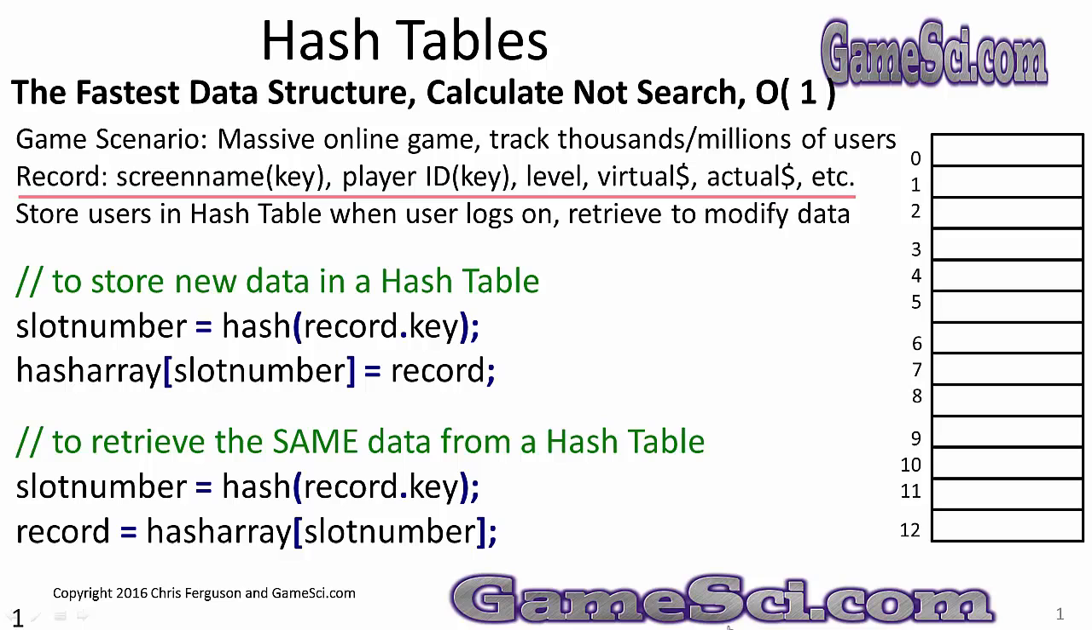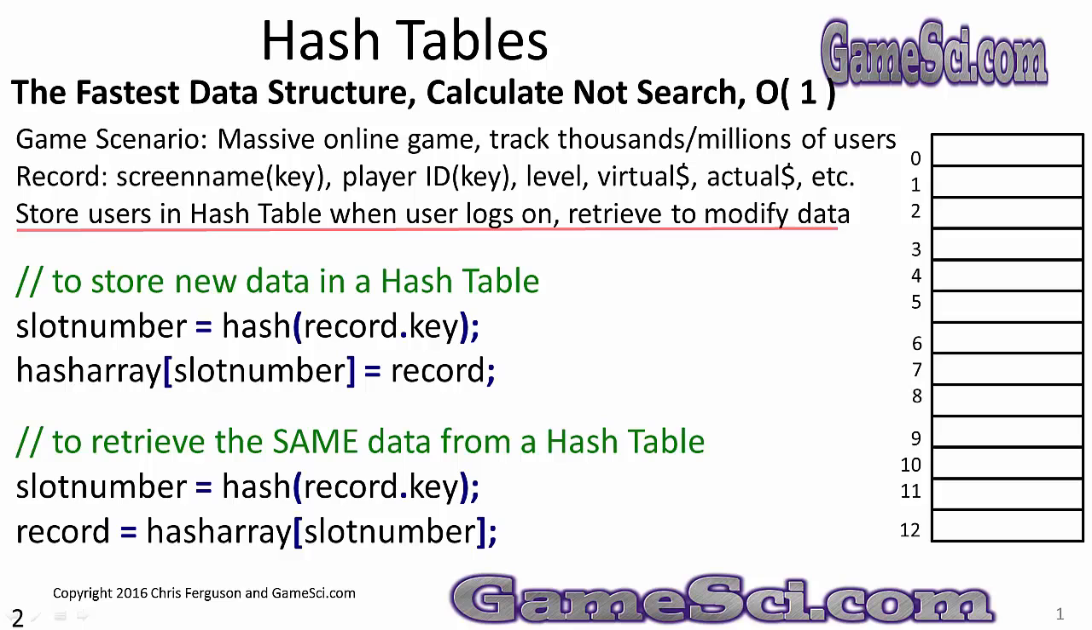Two important pieces of information would be the screen name or the player ID, which are possible keys for our hash table. In order to store and retrieve data from a hash table, you're required to have a key, and those are the two different keys we're going to look at. We're going to store users in the hash table. When the user logs on, we'll put them in the hash table and we'll retrieve their data from the hash table in order to modify it during the gameplay.